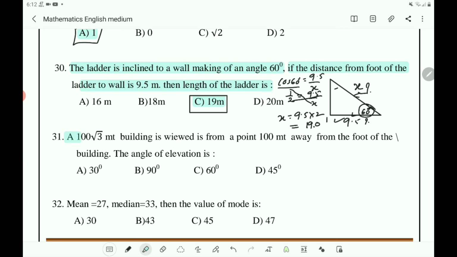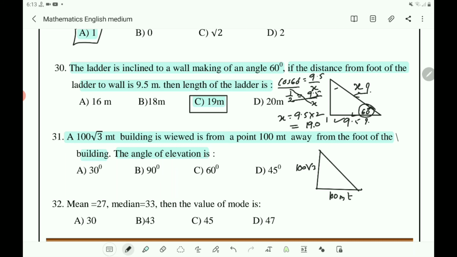Then you take the next question. Question number 31. A 100 root 3 meter building is viewed from a point 100 meter away from the foot of the building. The angle of elevation is. Here consider it is a building and it is viewed from a point 100 meter away from the foot of the building. And what is the height of the building? That is 100 root 3.